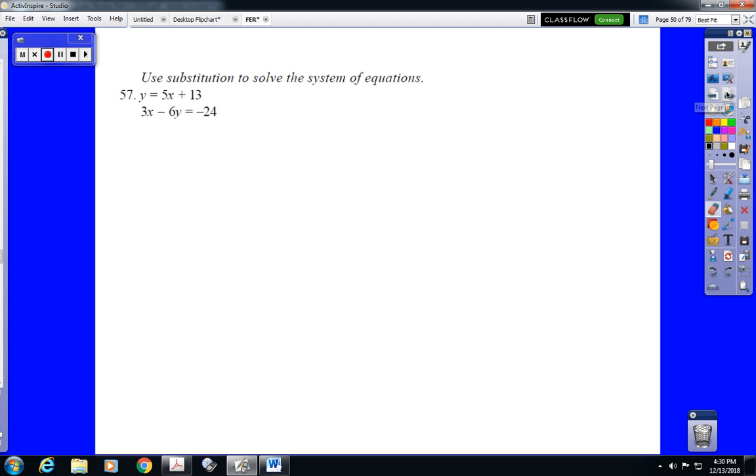Moving on. Number 57 says use substitution to solve the system of equations. So you'll notice that the first equation is solved for y. So what we're going to do is take 5x plus 13 and plug it in for this y. That will give us 3x minus 6 times, and this is where the 5x plus 13 will be inserted, (5x plus 13) equals negative 24. And we're going to solve that.